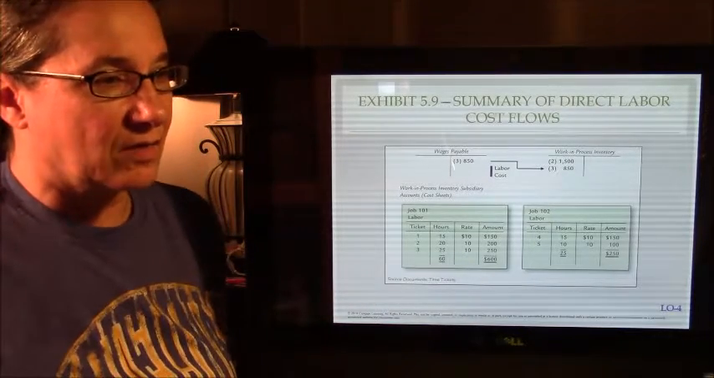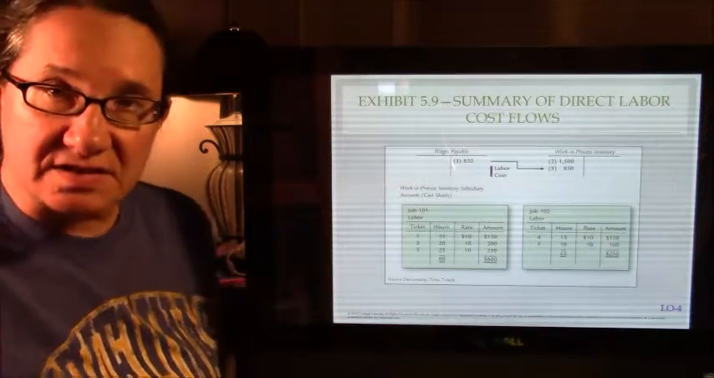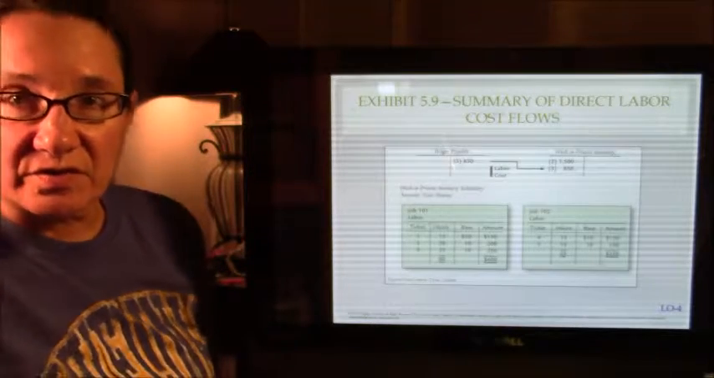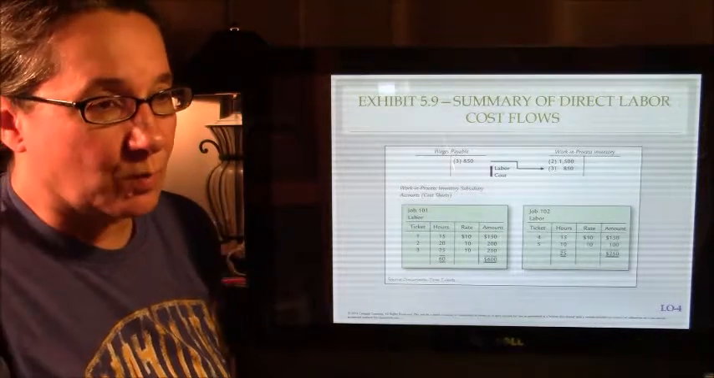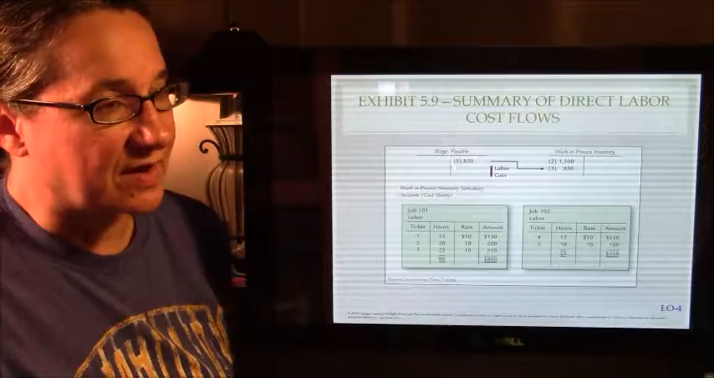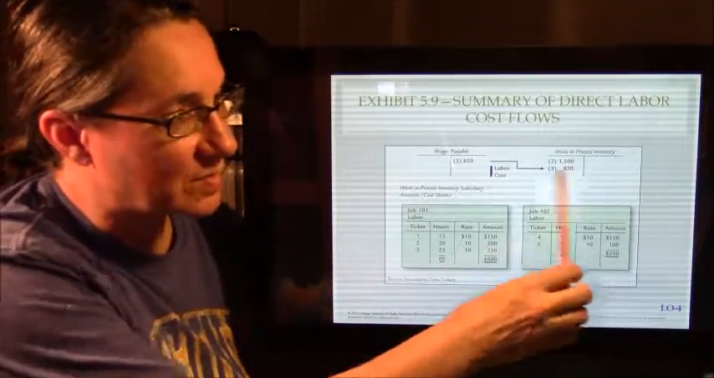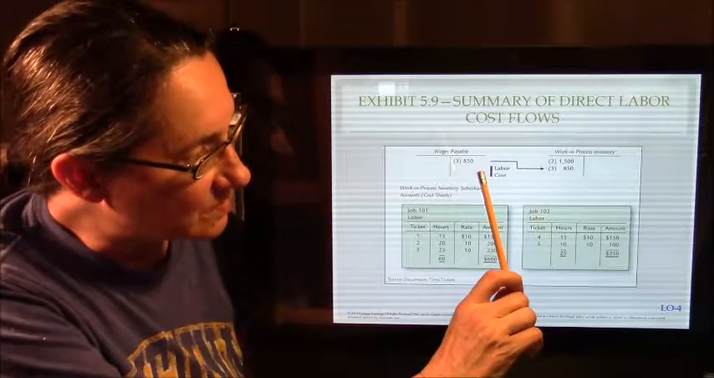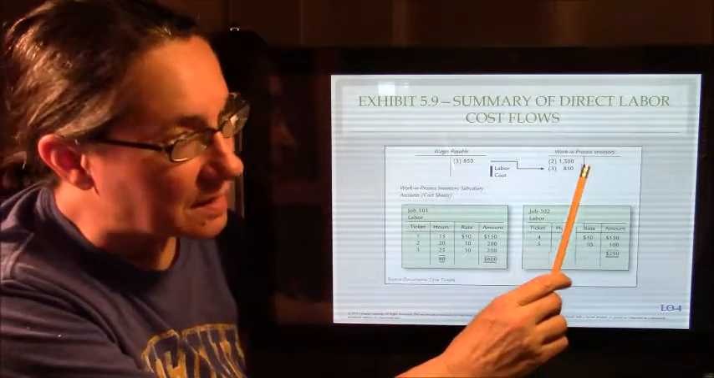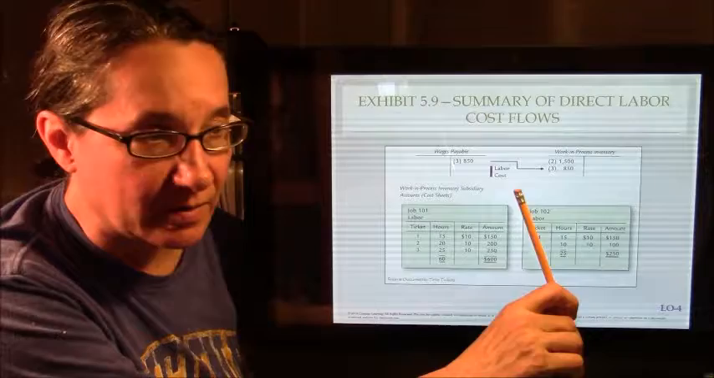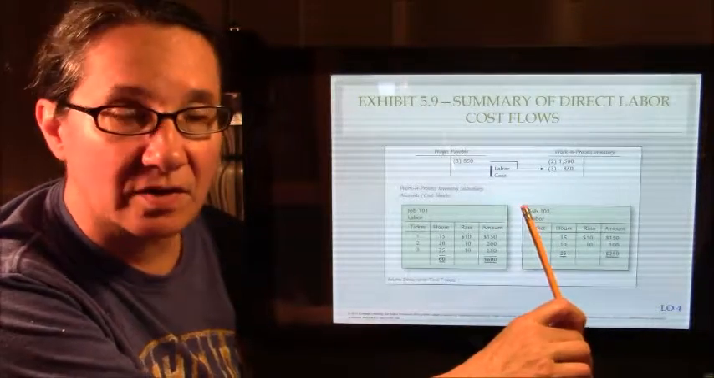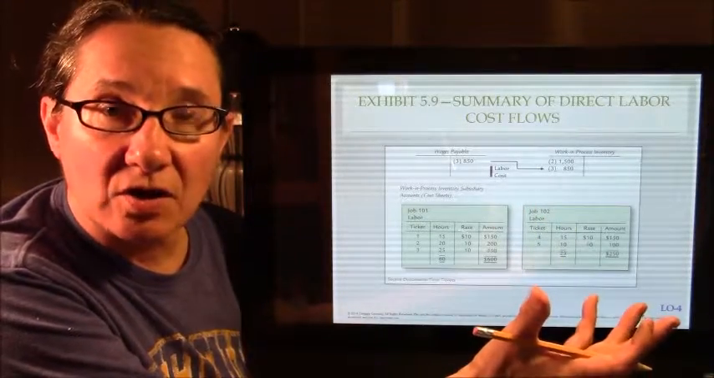Okay, now we got wages. Wages need to become part of our cost of goods sold. So we need to move our wages into the work in process, right? So as they accumulate, we move them into the work in process. So here's our wages payable. Here's our work in process. Now this is for direct labor. All right, this is direct labor. Indirect labor would be overhead.